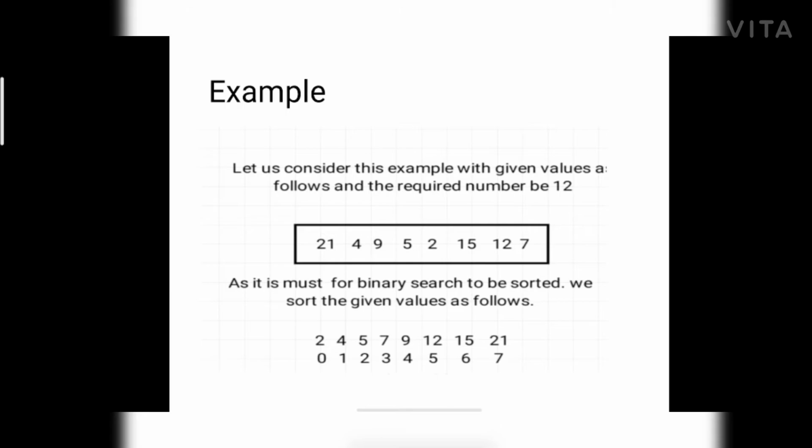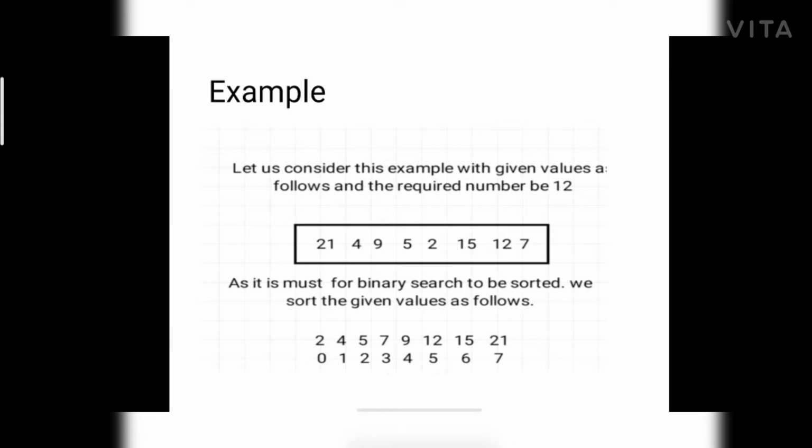Now this is the example. We are given some values: 21, 4, 9, 5, 2, 15, 12, 7. I picked them randomly, and let us consider that we need 12. First, for a binary search, it is mandatory for the array to be in order. So I arranged it in ascending order.